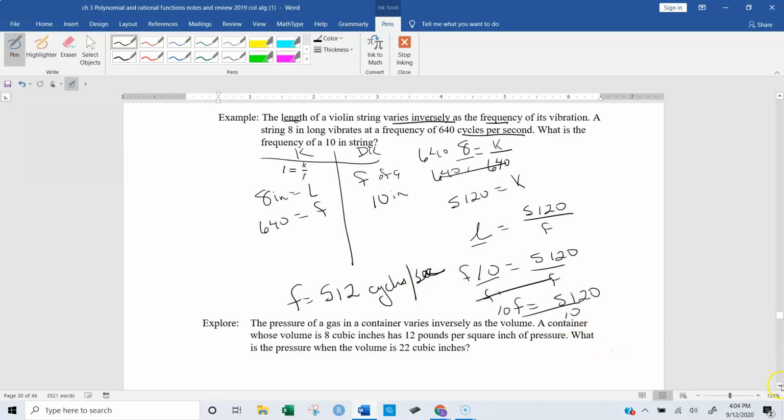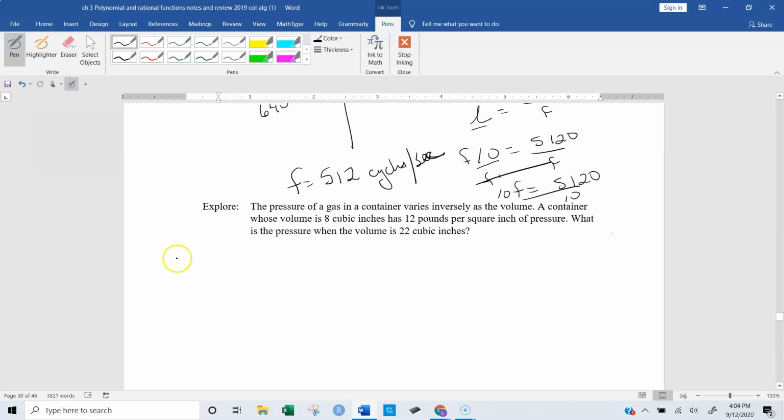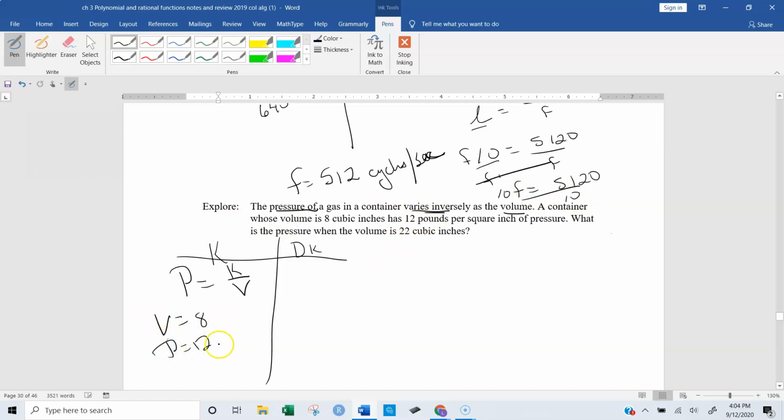All right, pause and try yours. All right, now what do you know? And what don't you know? Okay, we know the pressure of a gas in a container. So I know pressure, okay, varies inversely. So I'm dividing K divided by something, volume. So there's my formula. A container whose volume is 8 has 12 pounds of pressure, and pressure equals 12. What is the pressure when the volume is 22? So I know volume equals 22.